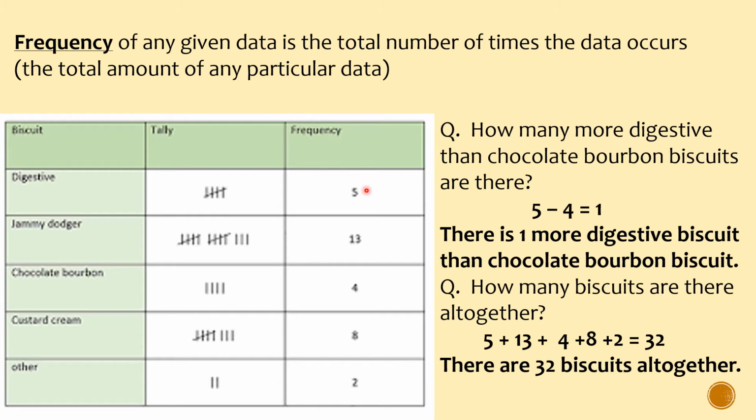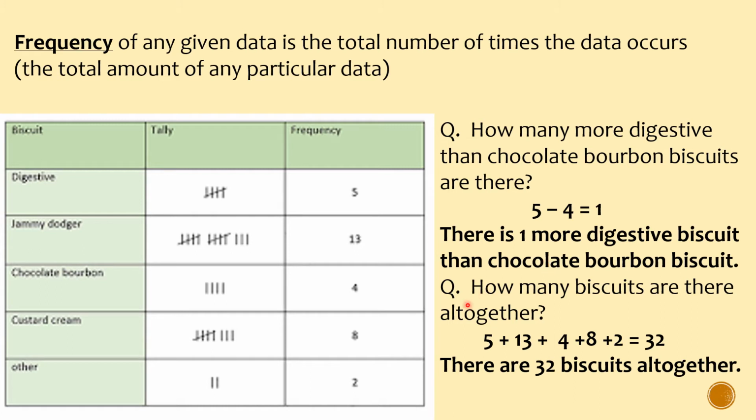Okay? So how many more digestive than chocolate bourbon biscuits are there? Digestive are 5 and chocolate bourbon are 4. So I'm supposed to minus here. What is 5 minus 4? 1. So my final statement would be there is one more digestive biscuit than chocolate bourbon biscuit.